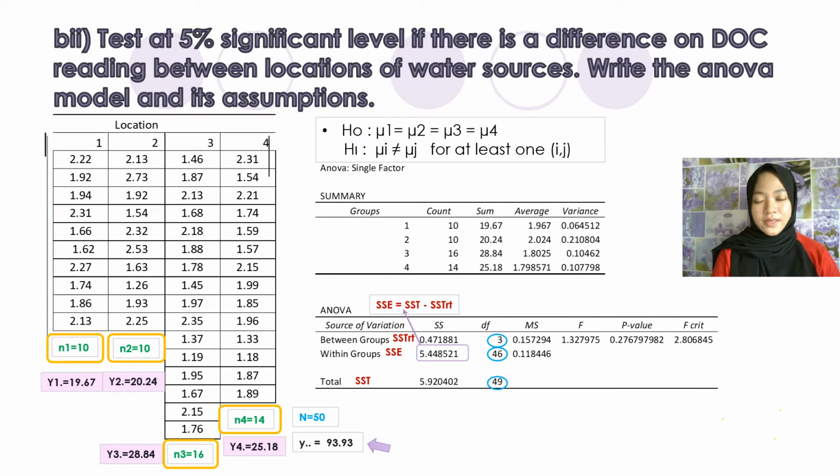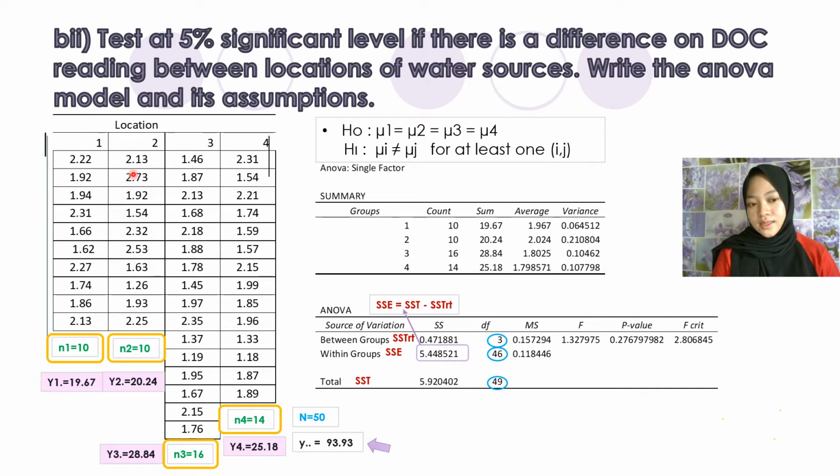Hi, my name is Nur Shafika. I'll present question B2. The question asks to test at 5% significance level if there is a difference in the DOC reading between locations of water sources, and to write the ANOVA model and its assumptions.